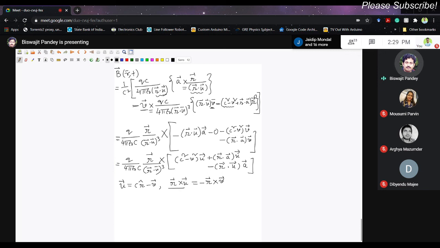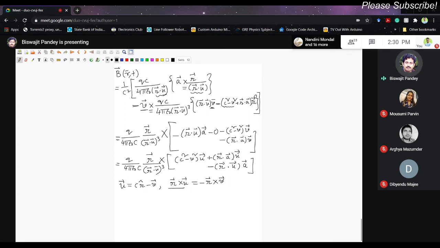But again, this is a matter of choice. You can also write the expression in terms of v. Ultimately your expression should be correct. That is the point. You need not worry whether you are writing it in terms of u or v. The expression should be correct. That is the most important thing.